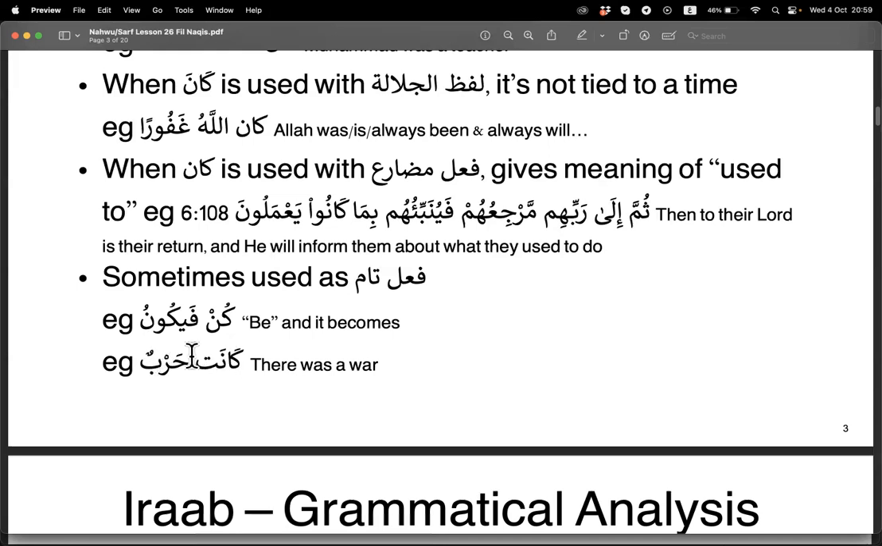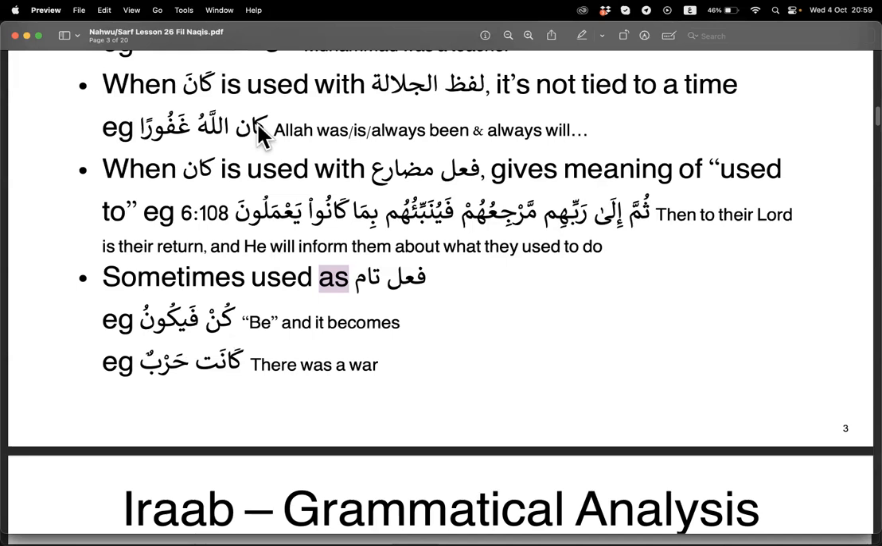So there was a war. That's how you will translate this. You put the article there because this is nakira. There was a war. But this is not the only one in the Quran. Most of the time, kana is naqis. Sometimes kana is fi'il tam when you don't have a khabar. When you have a khabar, you call it a fi'il naqis.